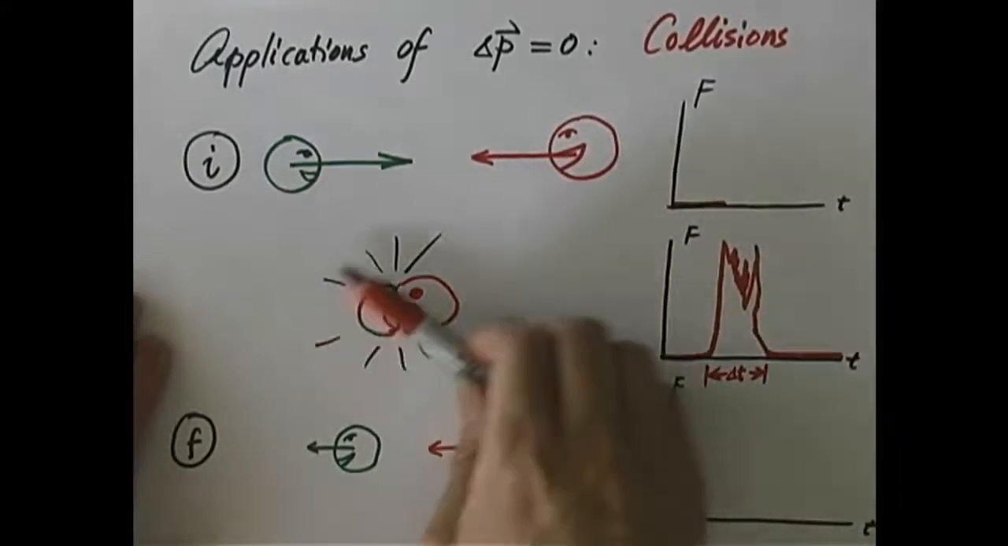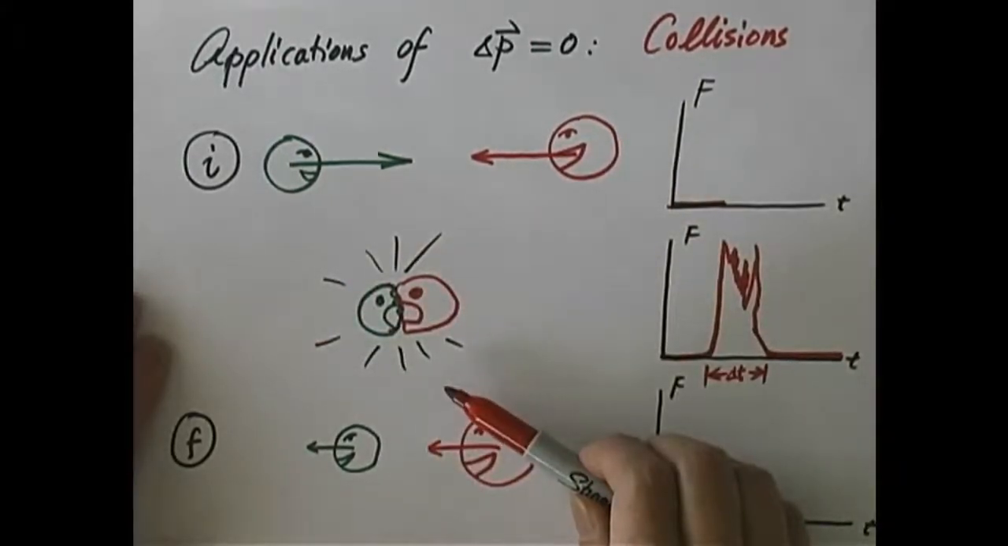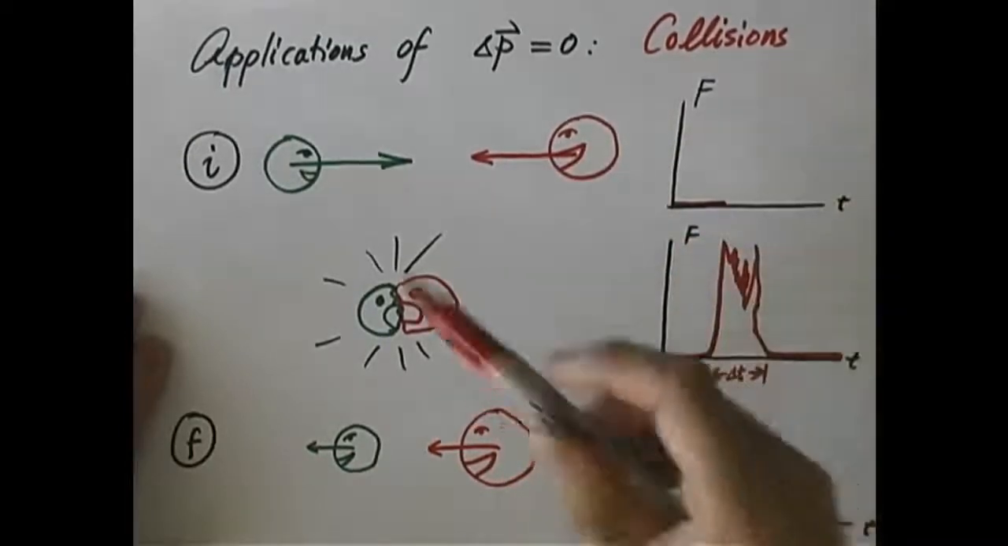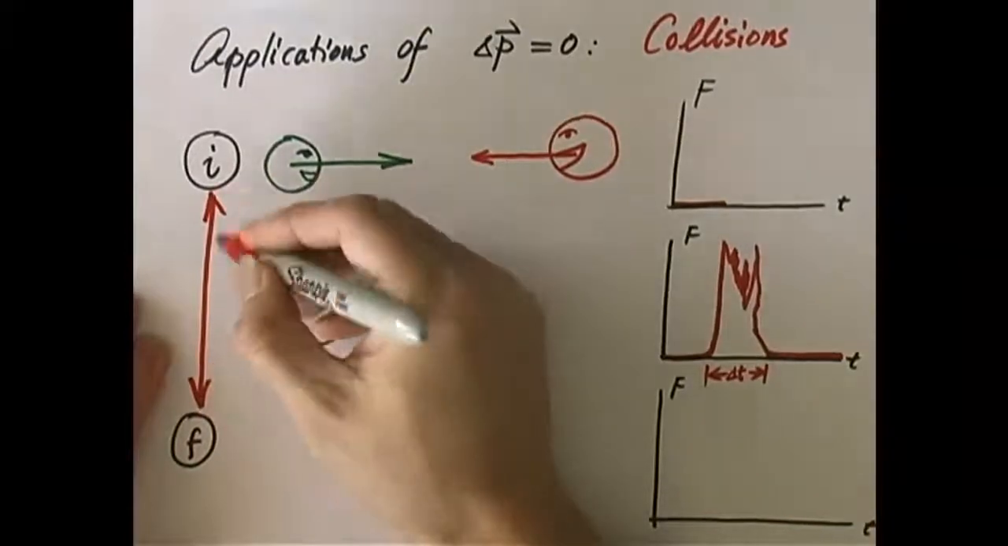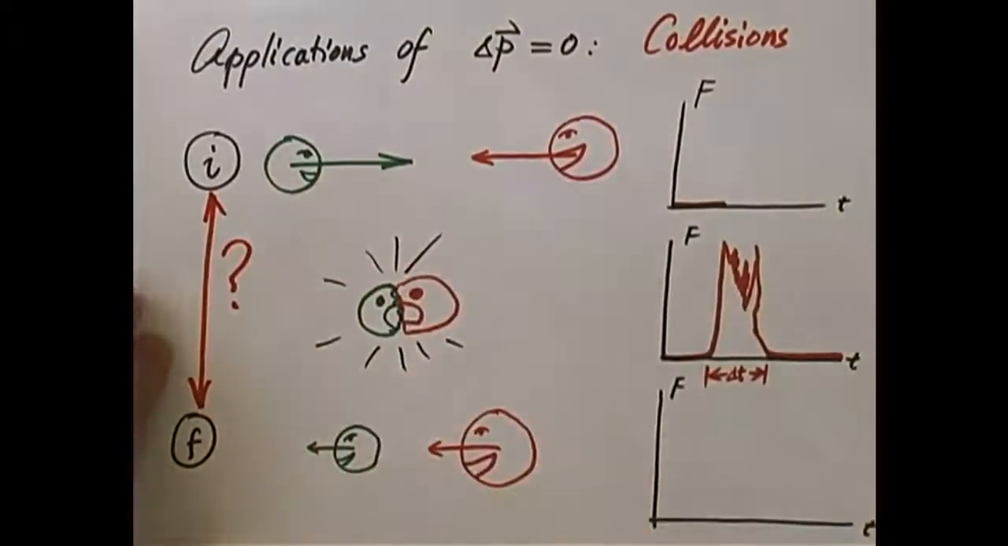Usually we're not interested in the collision process itself. We just want to find a link between initial and final. We want to find a bridge between initial and final. Where is that bridge? We want to bypass this middle point. Well, this is where the conservation of linear momentum really comes in to rescue us.